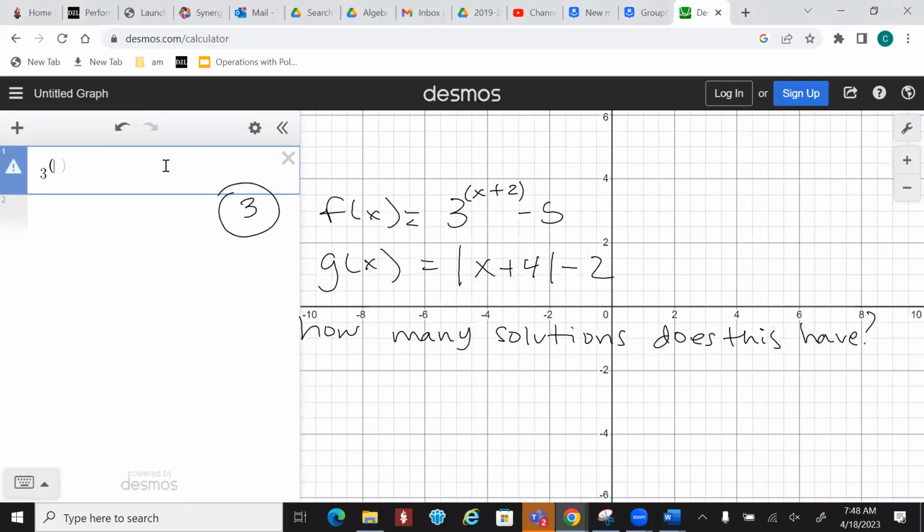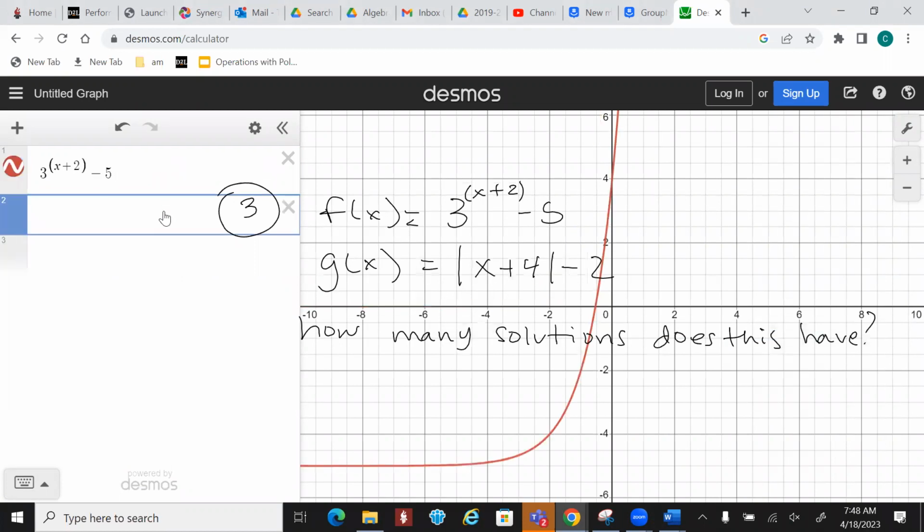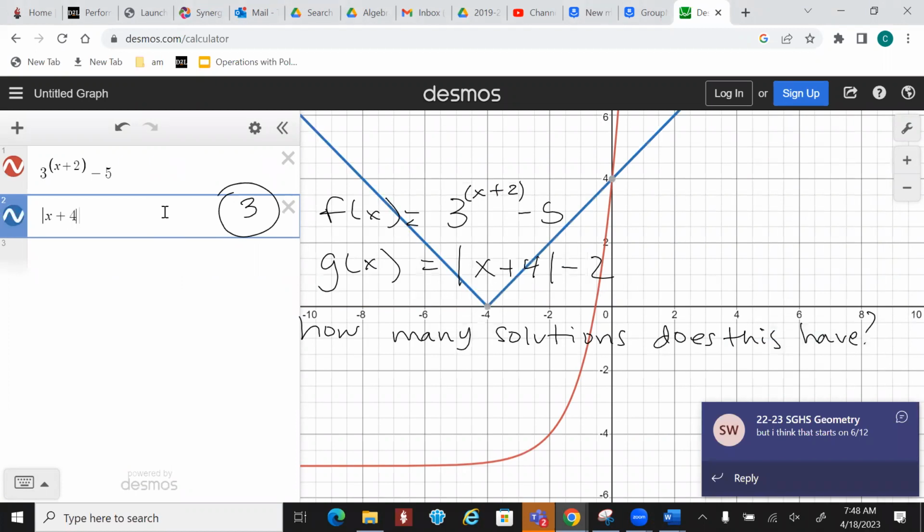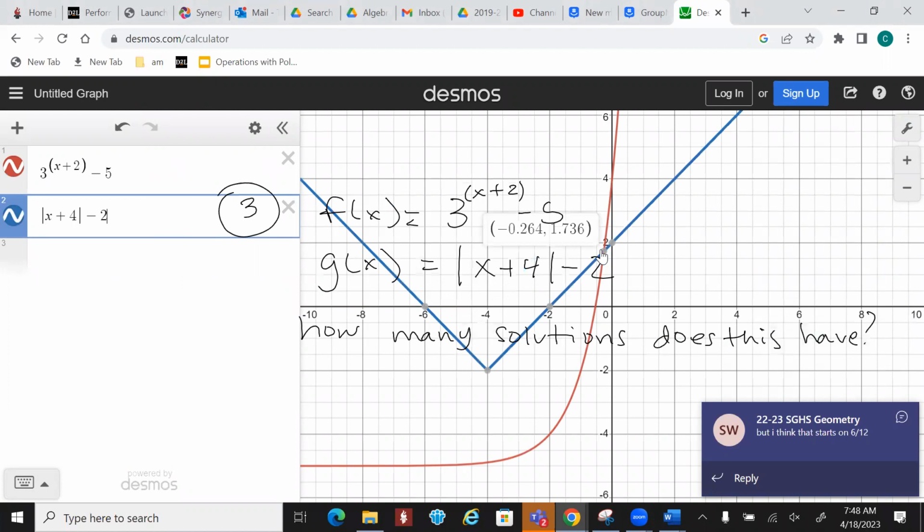Just like what Chris said, if you have a problem with that exponent, make sure that you use parentheses around it. For the absolute value, remember that's shift and then that backslash button right above the enter key. So how many solutions do we have? 1, and it's located at negative 2.264. That make sense? So on this one, I would only have one solution.